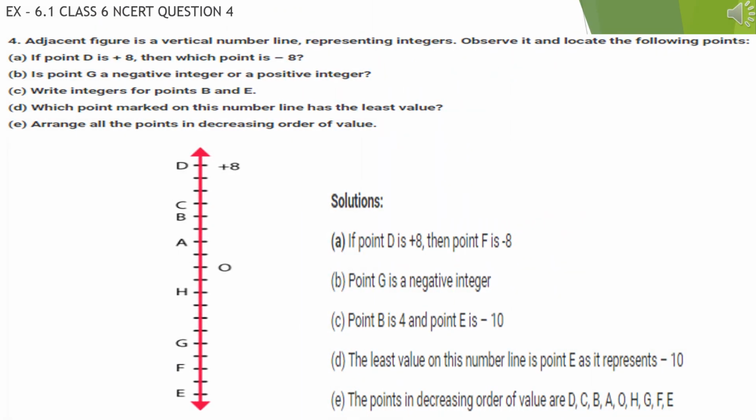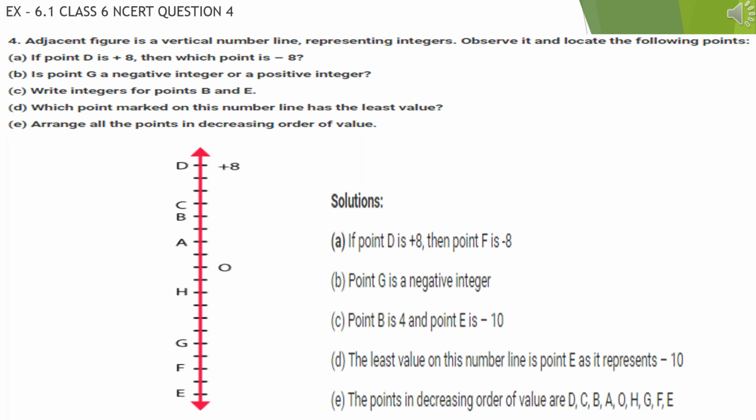Now let's understand question number 4. The adjacent figure is the vertical number line representing integers. Observe it and locate the following points. A part. If point D is plus 8, then which point is minus 8? As we can see in the number line, point D is located above point O. So for getting minus 8, we have to move in the opposite direction of point D, that is in downward direction. After moving 8 steps from point O in downward direction, we will reach F. So the answer of this question will be F.